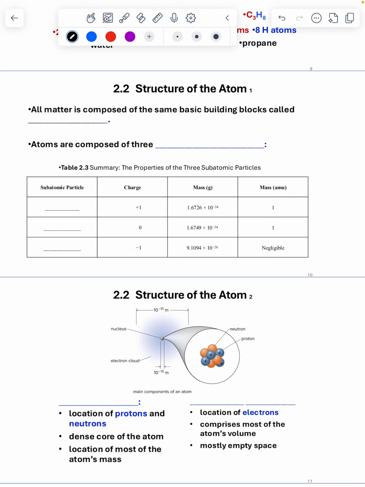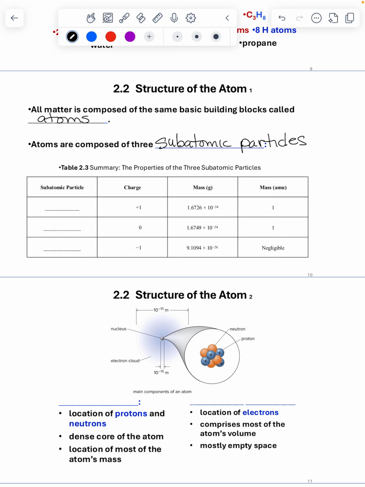All right, let's talk a little about the structure of the atom. We know that all matter is composed of the same basic building blocks, and those are called atoms. And atoms are composed of 3 subatomic particles, which are listed in this table. And so the table shows us the charge and the mass in grams and the mass in AMU.